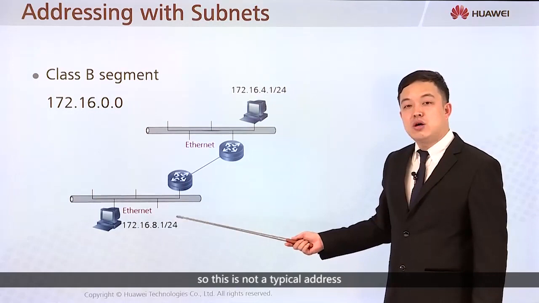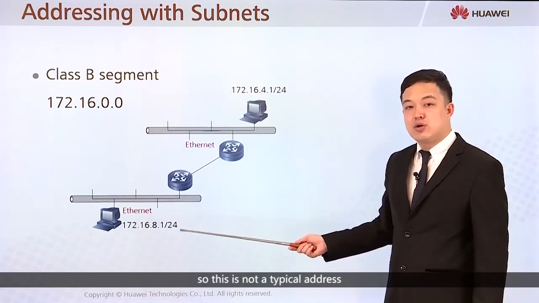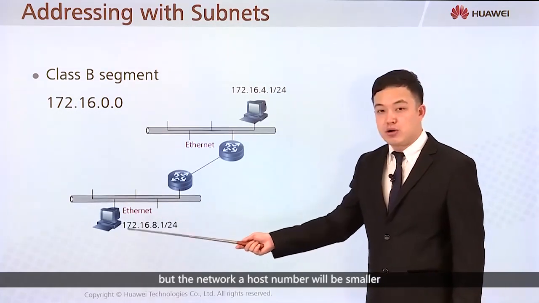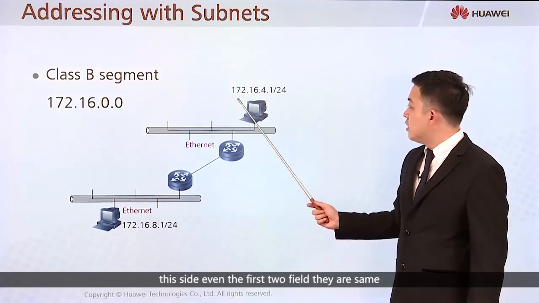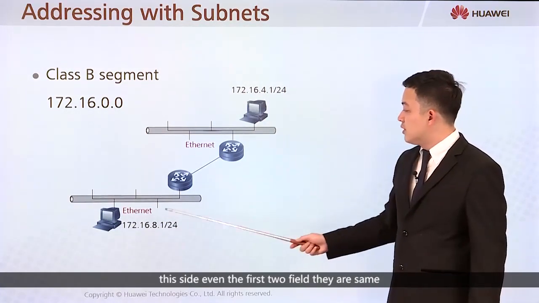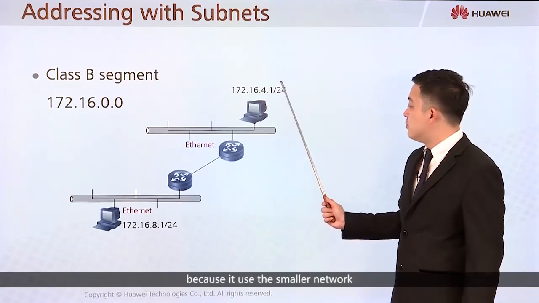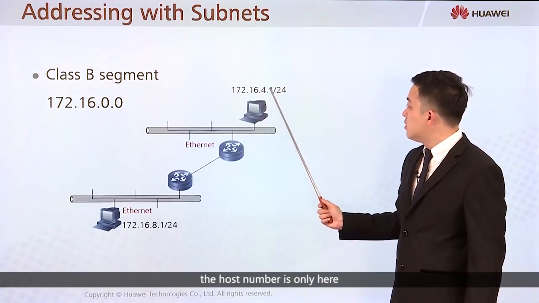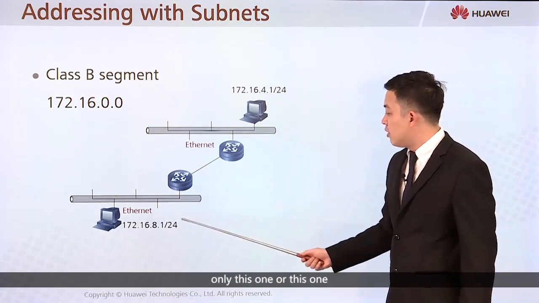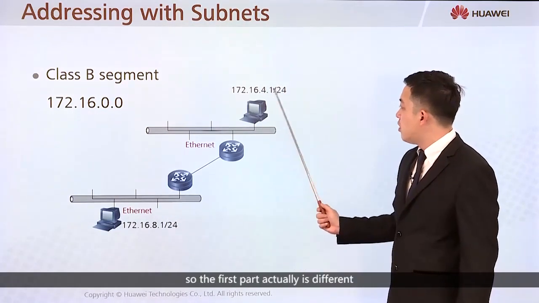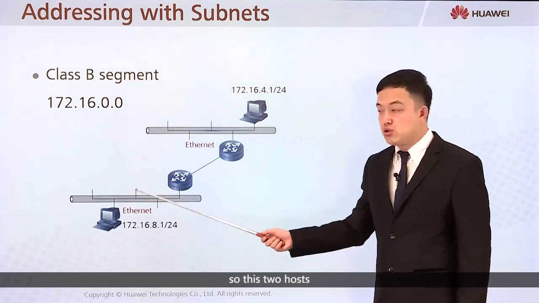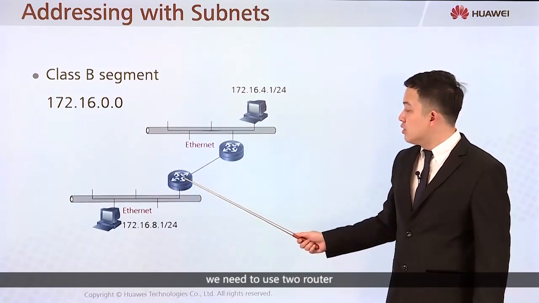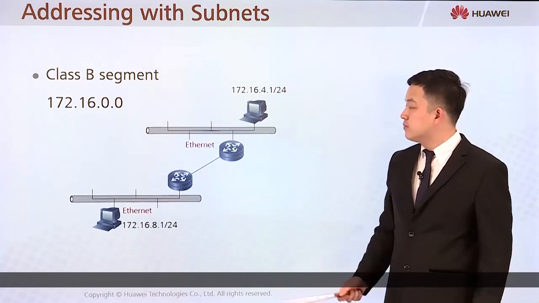So this is not a classful address. But the network host number will be smaller. Even though the first two fields are the same, because they use a bigger network mask, the host number is only here, only this one, or this one. So the first part, actually, is different. So these two hosts are not in the same network. We need to use two routers to connect to each other.